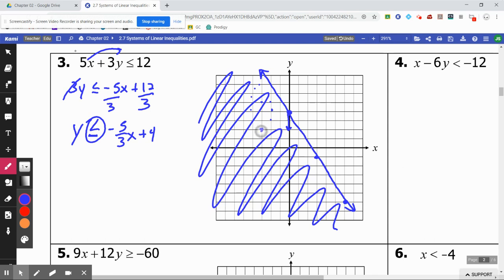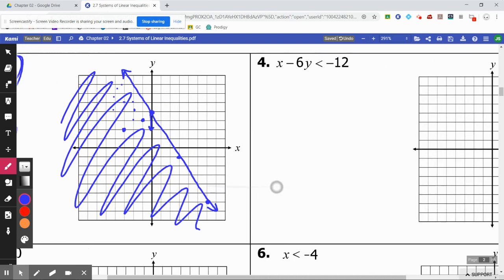You could take this point right here and plug it into this inequality, and it's going to be a true statement. So that's a good way to check yourself: if I took the point negative 1, 3 right here and I plug it into this, I should get a true statement.